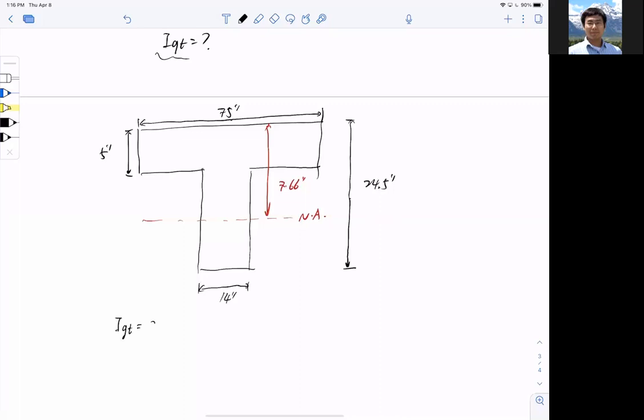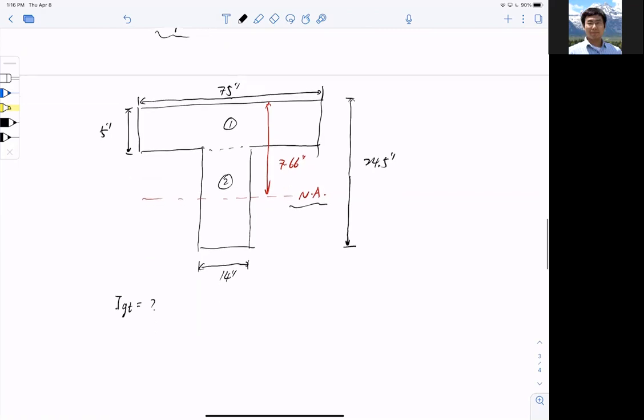So how do I find IGT? Naturally, if I know the neutral axis, I can divide my section into two parts: part one, which is just the flange, and part two, which is the web. Then I can find IGT. Without going through the details, because we have talked about this, I can tell you the number right now. IGT for the positive bending moment, calculated using the section shown here, is about 33160 inches to the power of 4.